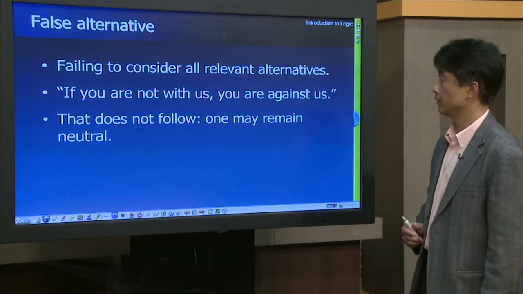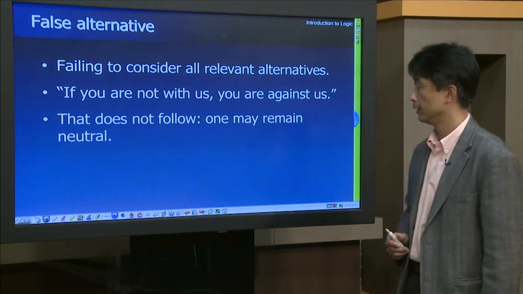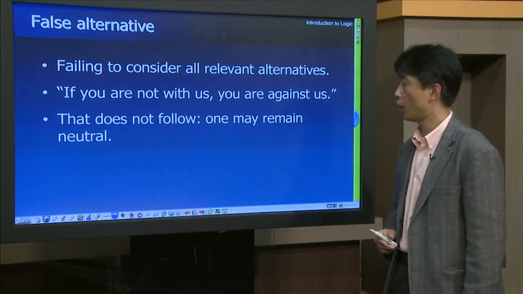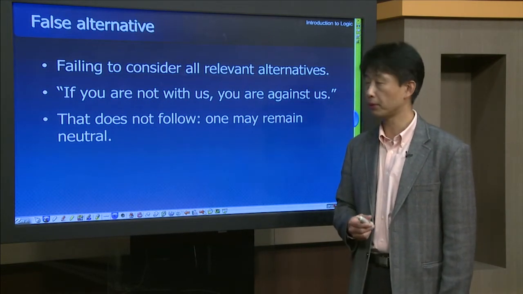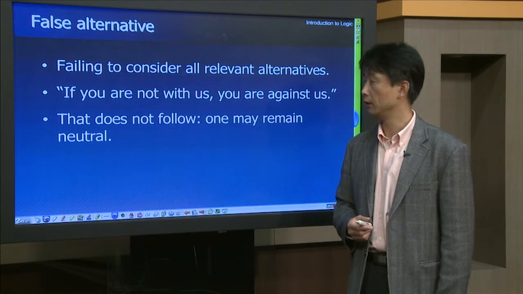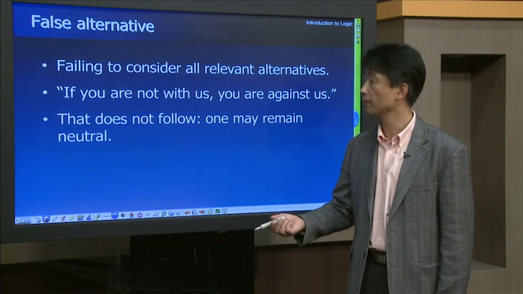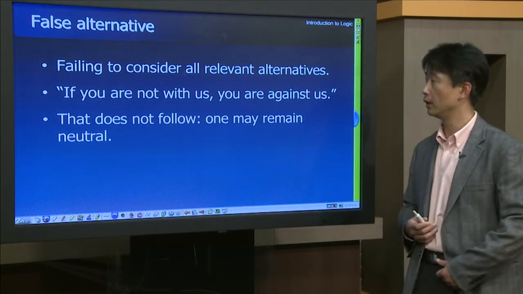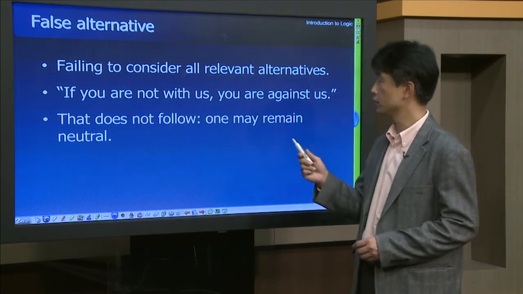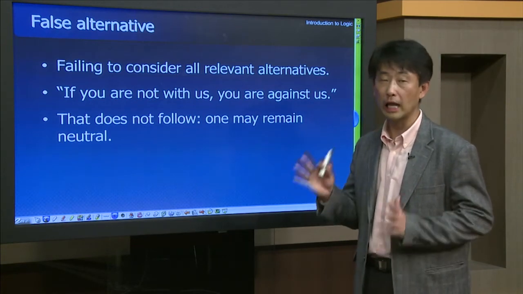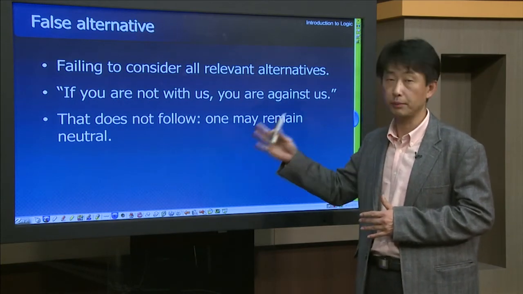False alternative, failing to consider all relevant alternatives. For example, if you are not with us, you are against us. Probably this person is trying to persuade you that you should be with the person. But this is an argument based on false alternative, because you are with us or against us are not the only alternatives. There may be a third alternative, which has not been mentioned here.